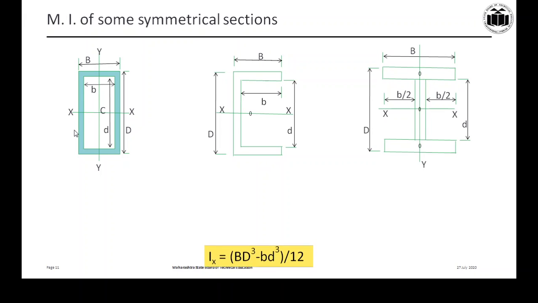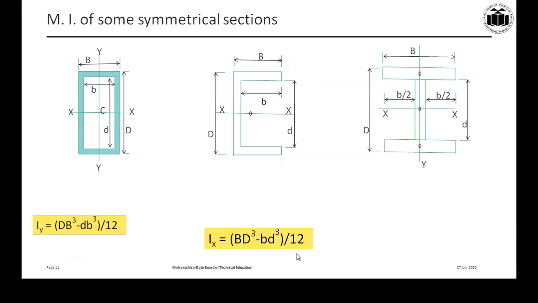So for these three sections, Ix is given by BD cube minus bd cube divided by 12, where B and D, these capital letters, are the external dimensions for all the three cases, minus small bd, the internal hollow rectangle dimensions. B by 2 plus B by 2 will be B, and this will be D. So for all these three figures, you can directly calculate moment of inertia using this formula.